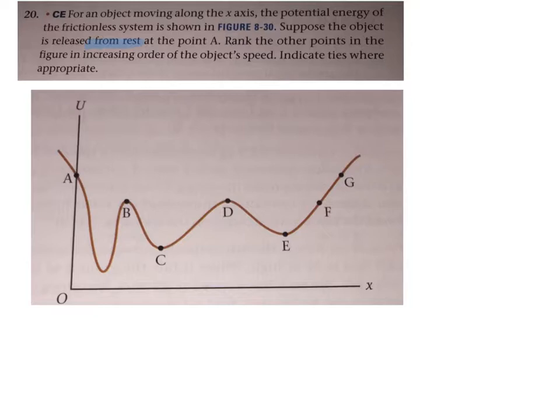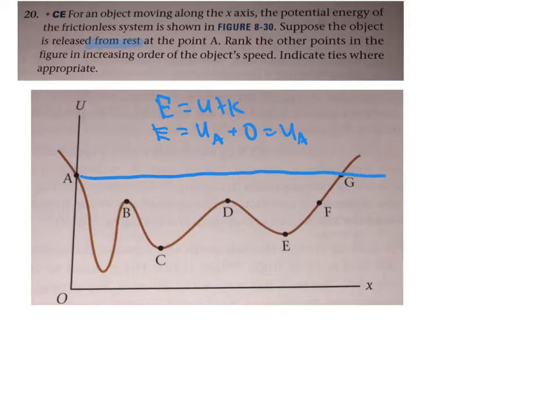And therefore, our total energy is whatever our original potential energy was. In other words, since E equals U plus K, then the energy is going to be the potential energy at A plus 0. And that will stay constant. So it will basically be represented by that line. That's the energy of our system.